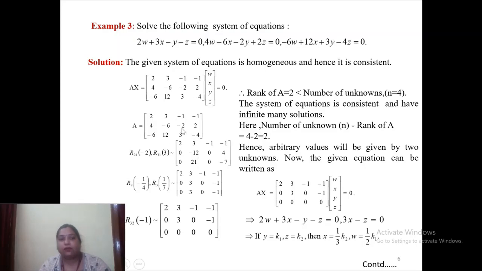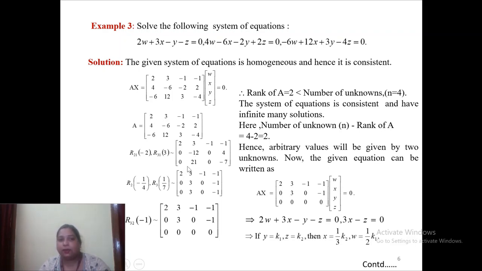See, we have applied the operation R2 tends to R2 minus 2R1, R3 tends to R3 minus 3R1. So with the help of this element, we have reduced this matrix. We'll try to reduce it to 1 if possible. We'll try to reduce a to 1. So with the help of this element, we have done this. Again, we have reduced. Now we are trying to reduce this matrix. You can easily see this.